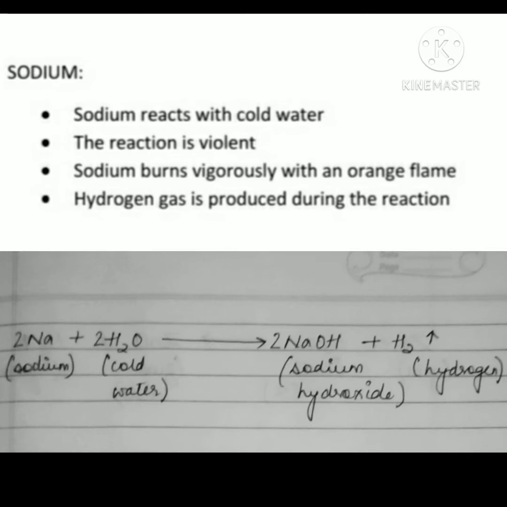Look at the equation. Na stands for sodium, reacts with H2O, that is water, and what type of water? Cold water, to produce NaOH, that is sodium hydroxide, and H2, that is hydrogen. Next to hydrogen, I have placed an upward arrow. The upward arrow indicates that it is a gas.